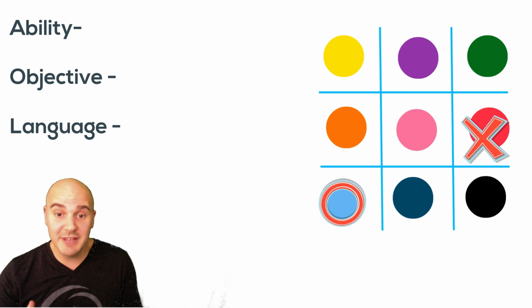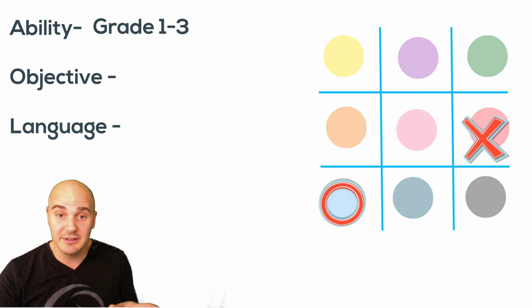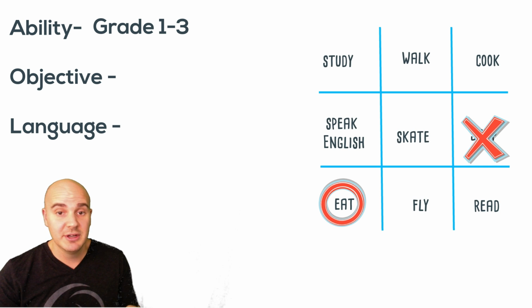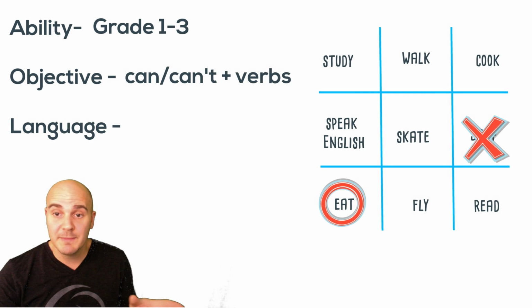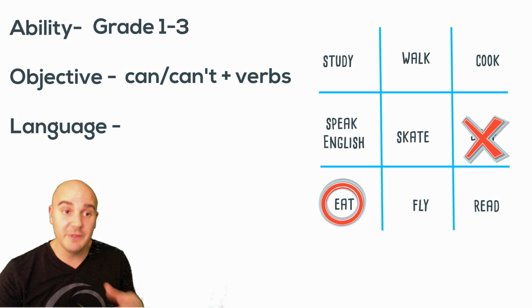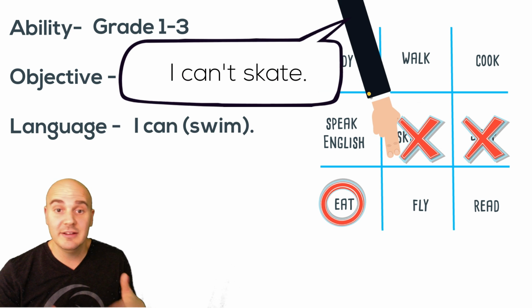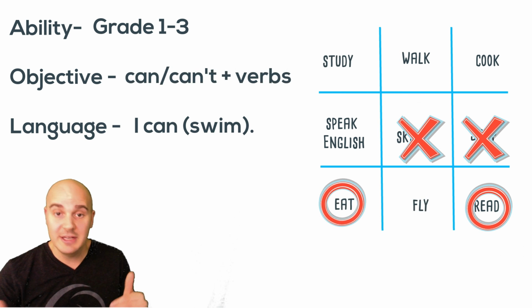Staying with the same game, imagine your students are a bit older and a bit better still. Now we're teaching verbs, so you put a verb in each box. Each turn a student has to say a sentence that uses that verb. You can add in can or can't as well, just to personalize it so it's more fun for your students. I can't skate. I can read. Okay, now you level up again.